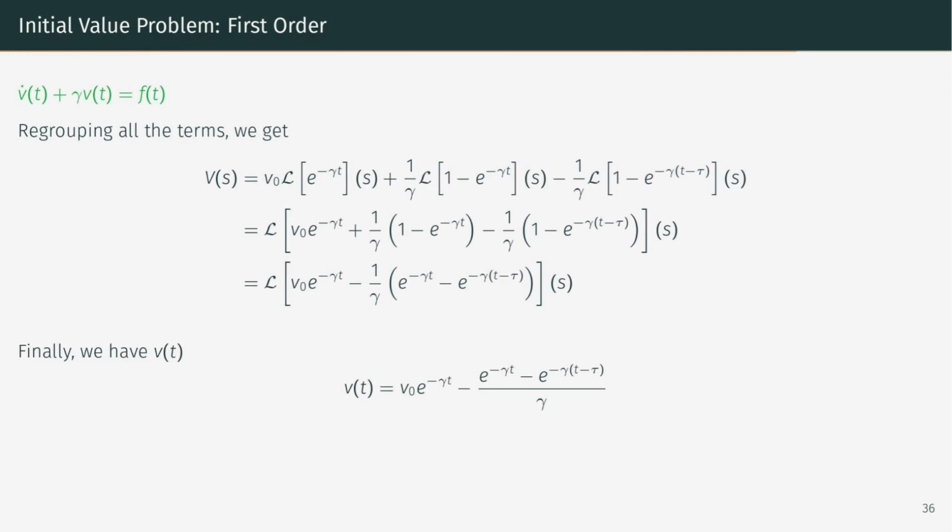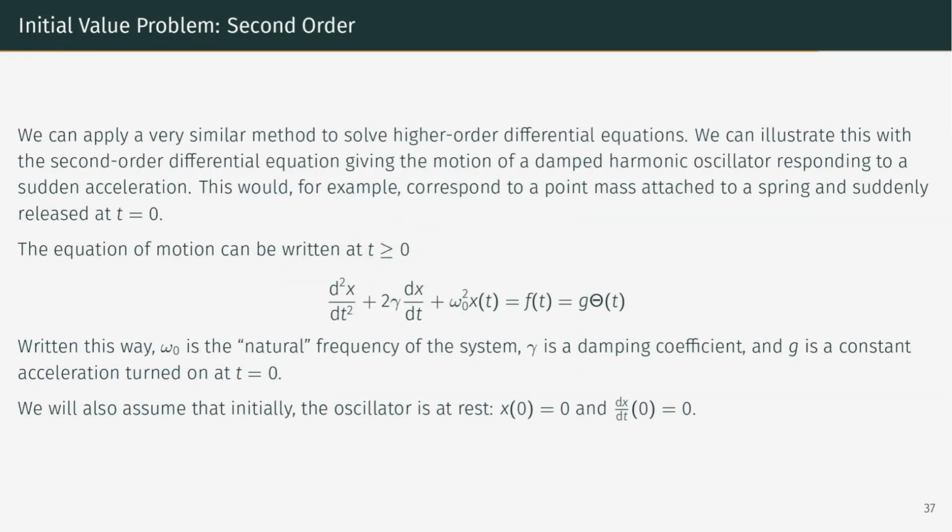We can then see that the section inside the Laplace transform notation gives us v of t, such that v of t equals V0 e to the negative gamma t minus e to the negative gamma times t minus tau, all over gamma. We can apply a very similar method to solve higher order differential equations.